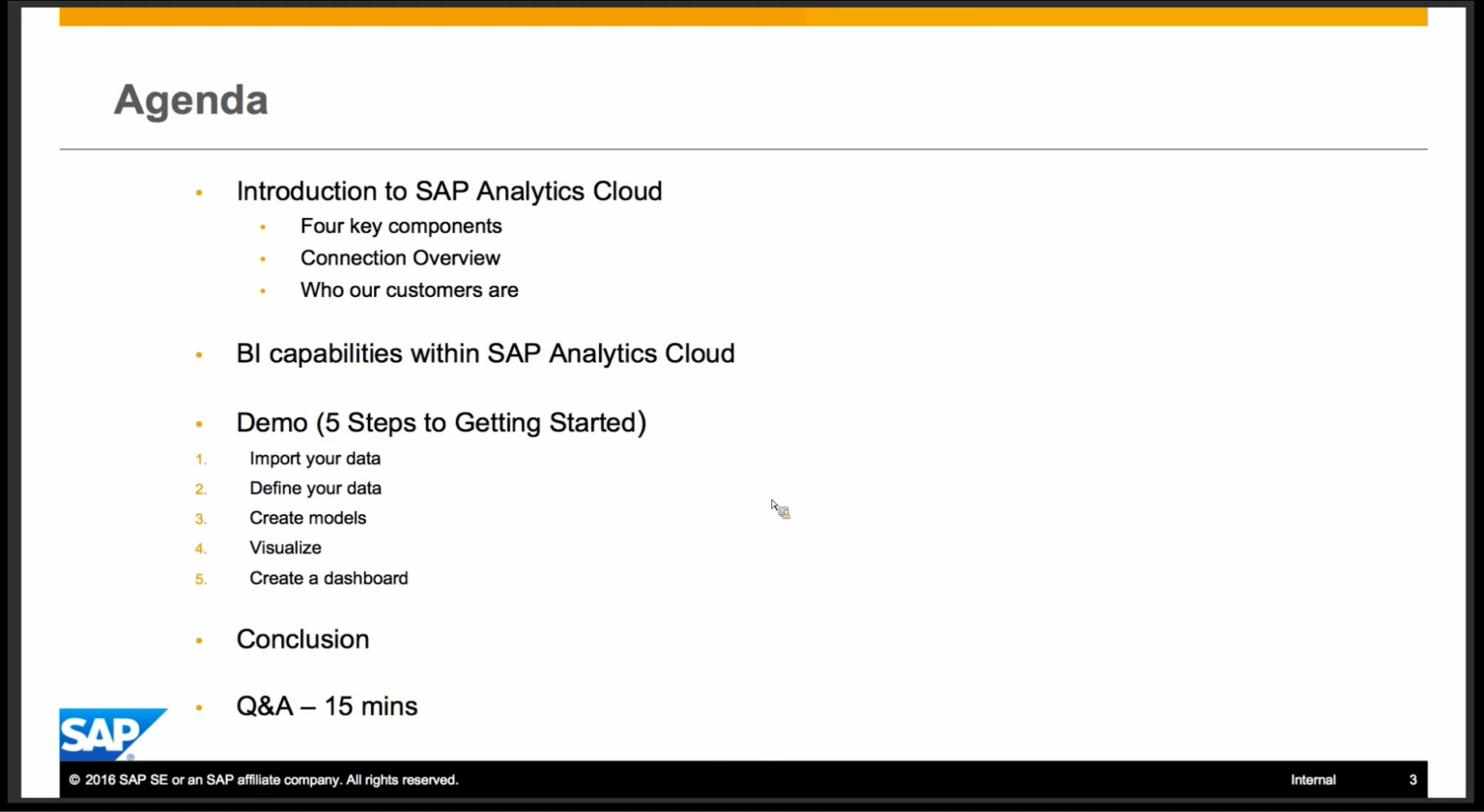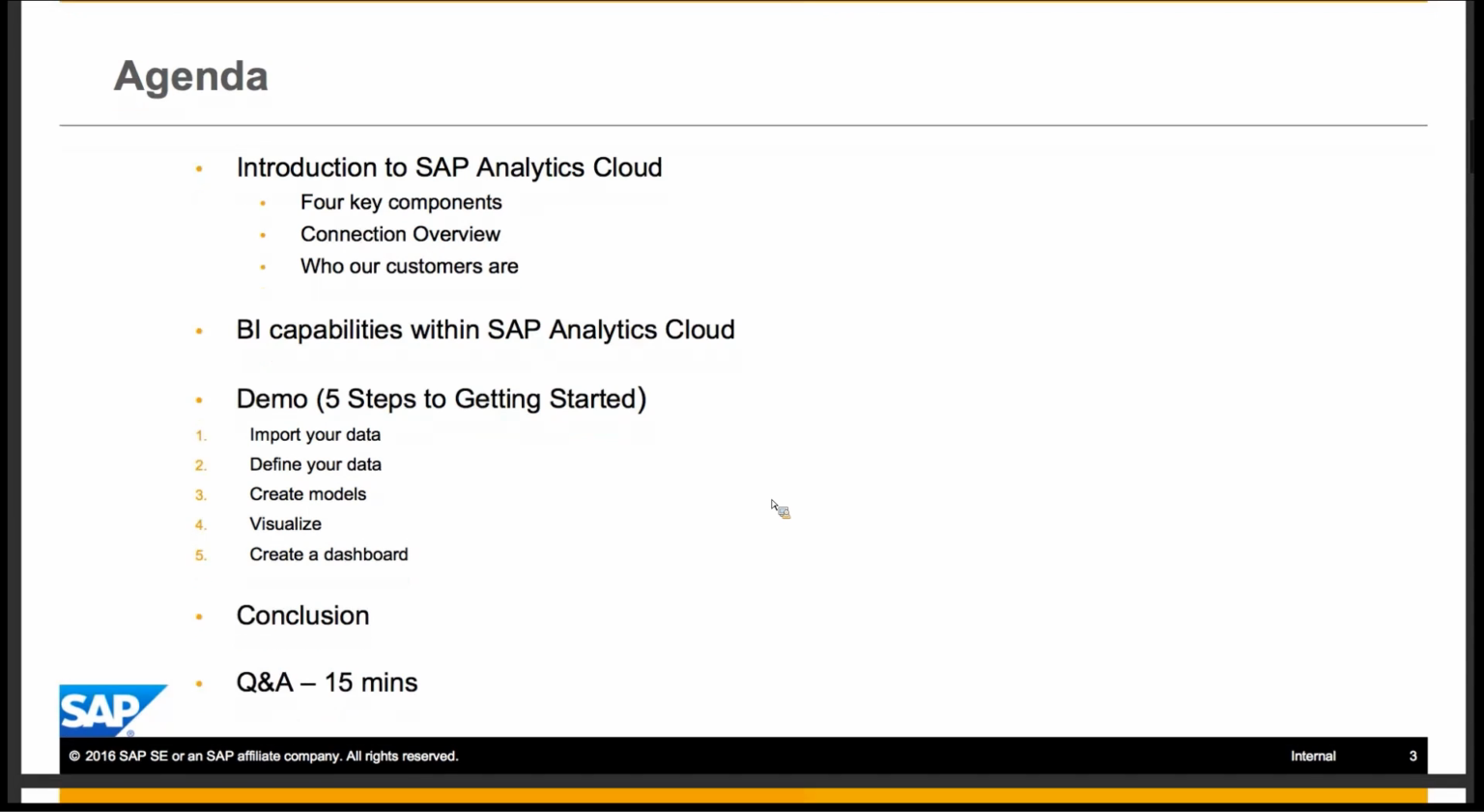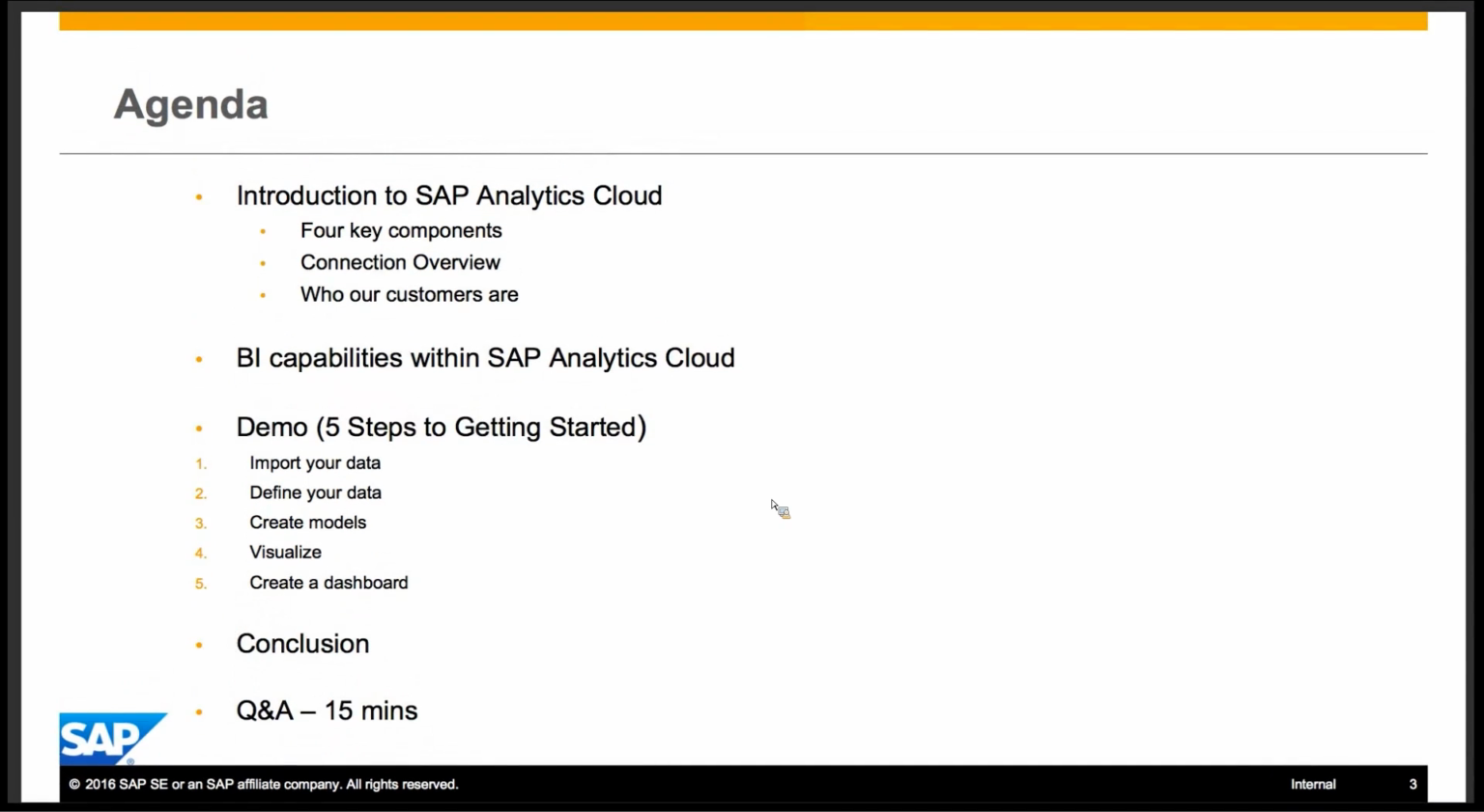And then we're going to go to the demo element. So this is where the product training element will come into it. I've broken this down into 5 relatively simple steps in order to help you get a step up on getting started. And these are broken down, as you can see here, I've listed them. So we're going to import some data. I'm going to show you guys how we define and clean this data. Then we're going to create models and then visualize and then create some dashboards as well. And then finish with a Q&A at the end.